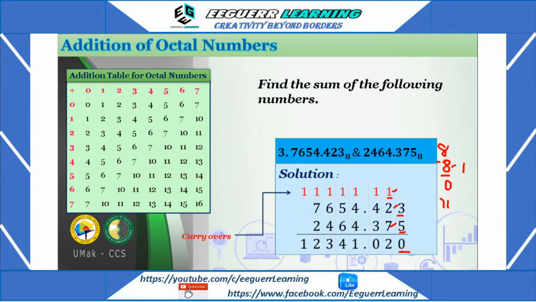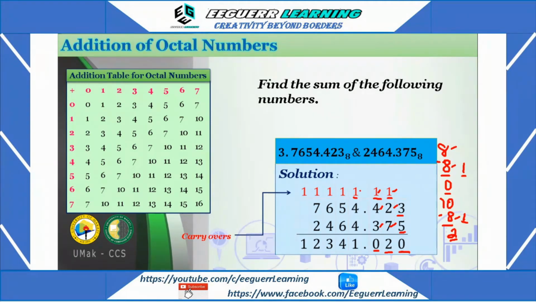So 10 minus 8 is 2. So bring down 2 here and carry the whole cycle of 8 as 1 here. Then continue adding. 1 plus 4 plus 3 is 8. So 8. Same method, 8 plus 8 minus 8 will give us 0. So bring down 0 and carry 1 here, 1.